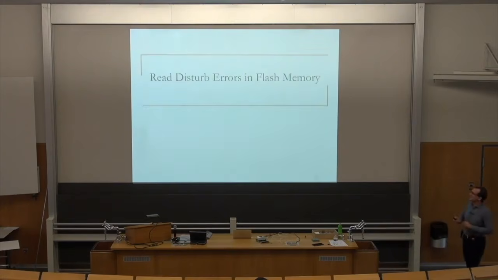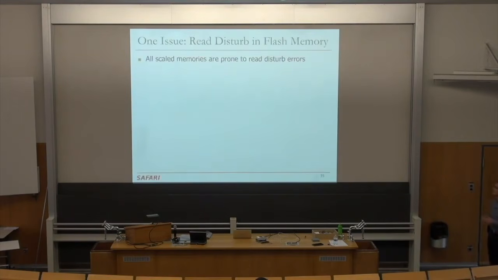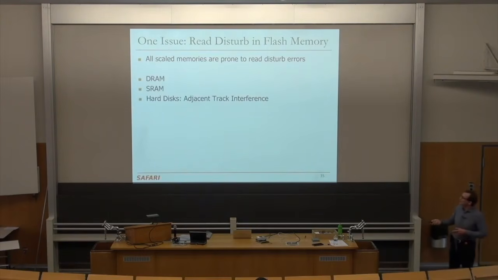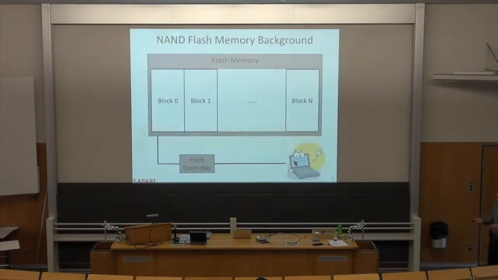Okay, so let's talk about some other areas in flash memory. We talked about RowHammer in DRAM, but as I said earlier, this type of error exists in flash memory or any type of memory. So we're going to look at read disturb in flash memory. And as I said, all scaled memories are prone to read disturb errors: DRAM, SRAM, hard disks, and we're going to look at it within the context of NAND flash.